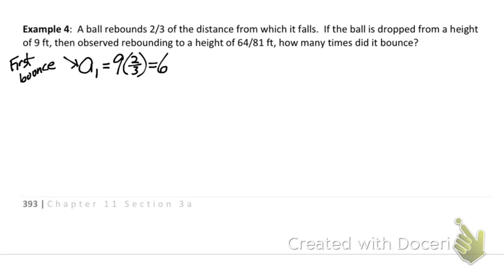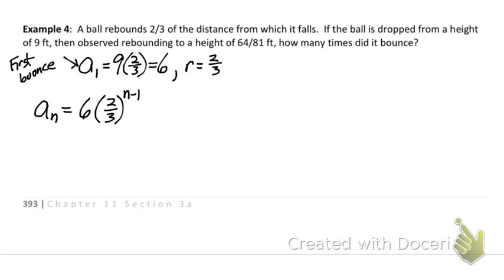So our first term is 6. Our common ratio is going to be 2/3. So I can come up with an explicit formula. And my explicit formula is going to be a sub n equals my first term, which is 6, times 2/3 to the n minus first power.